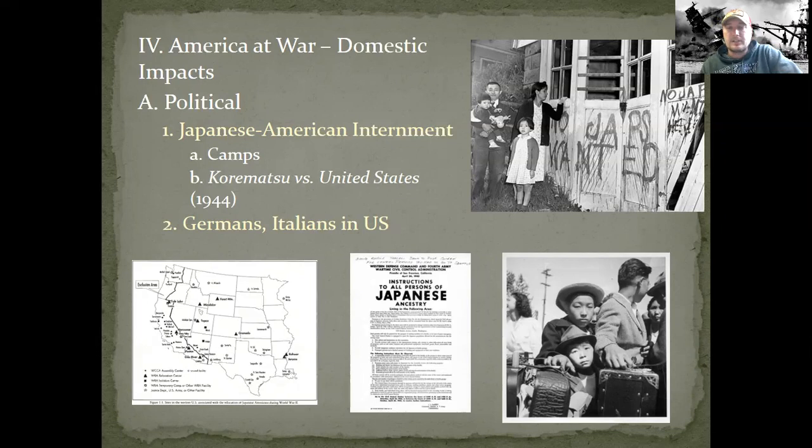Numbers were not nearly similar. There were, as far as I could see, only about 5,000 people that were interned on the East Coast that were either German or Italian. There were regulations put on those people, though. Some of them had to carry IDs, and their property could be seized. I mean, there were definitely attacks going on them, but just not as visible as what we see with the Japanese American internment camps.